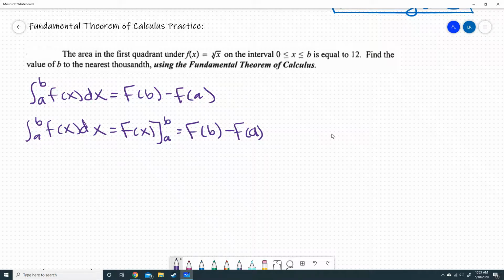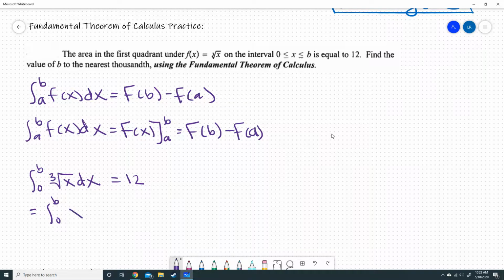We are going to be integrating the cubed root of x from 0 to b. So we're going to integrate from 0 to b the cubed root of x dx. And we know that the whole answer of this, when it is said and done, is going to be 12. So let's find the middle step. This is the same thing as the integral from 0 to b of x to the 1/3 power dx.